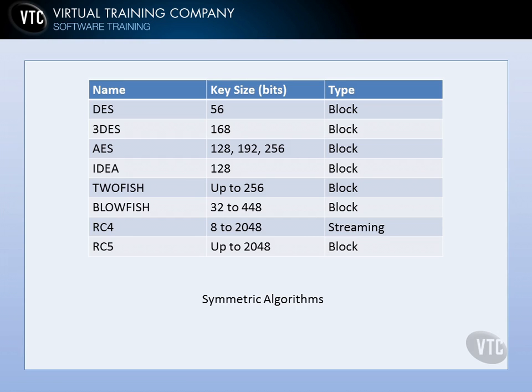And RC4 has one particular interesting use. It's used in WEP. And one of the reasons that WEP in wireless communications is so weak and easily broken is not because RC4 is a weak algorithm, it's because it was implemented poorly. So that makes WEP easy to crack. RC4, along with the rest of these in these charts, are symmetric algorithms.